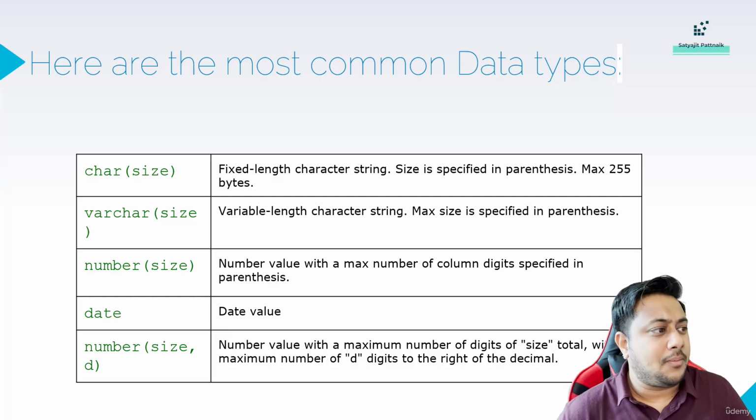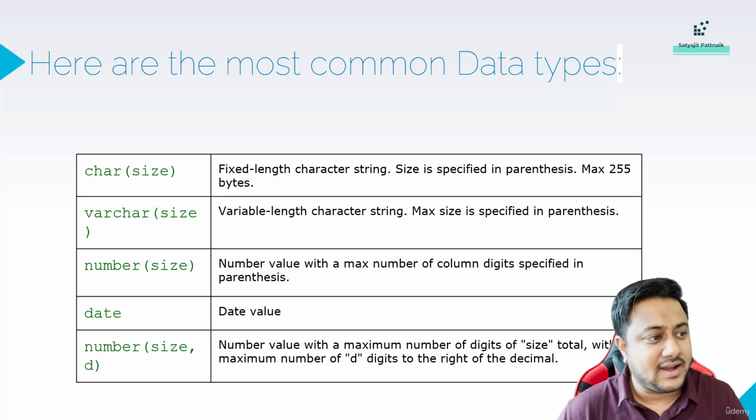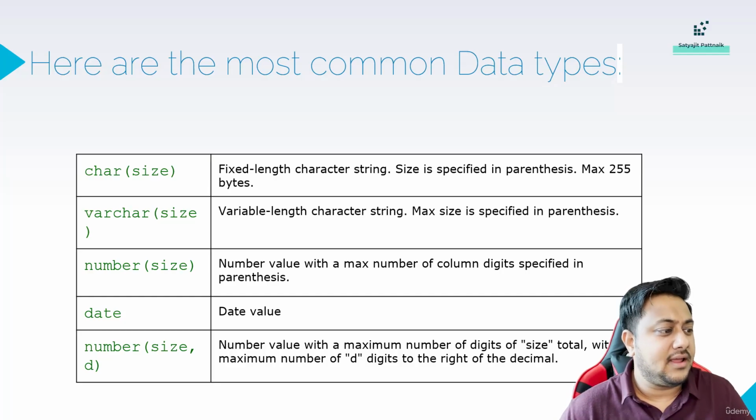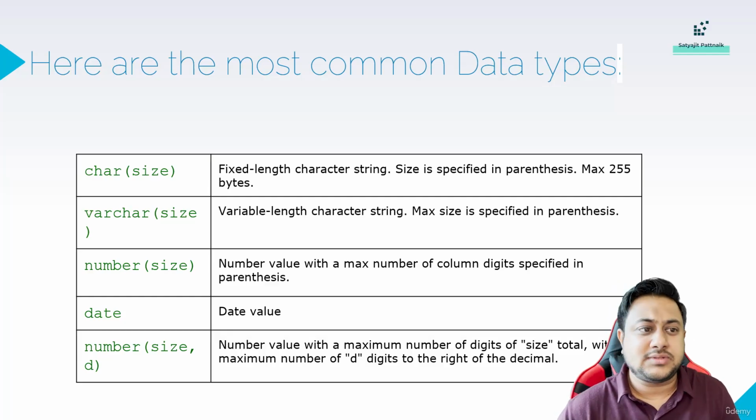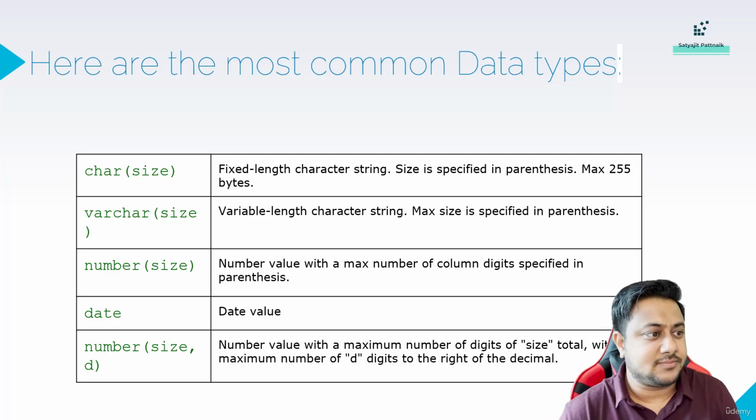Here are the most common data types. I hope everybody knows about these things. Character, varchar, which is a variable length character string, number, date, and number size. So you can just try around all these particular concepts of data types and try to create multiple tables. And that's where you understand the things.